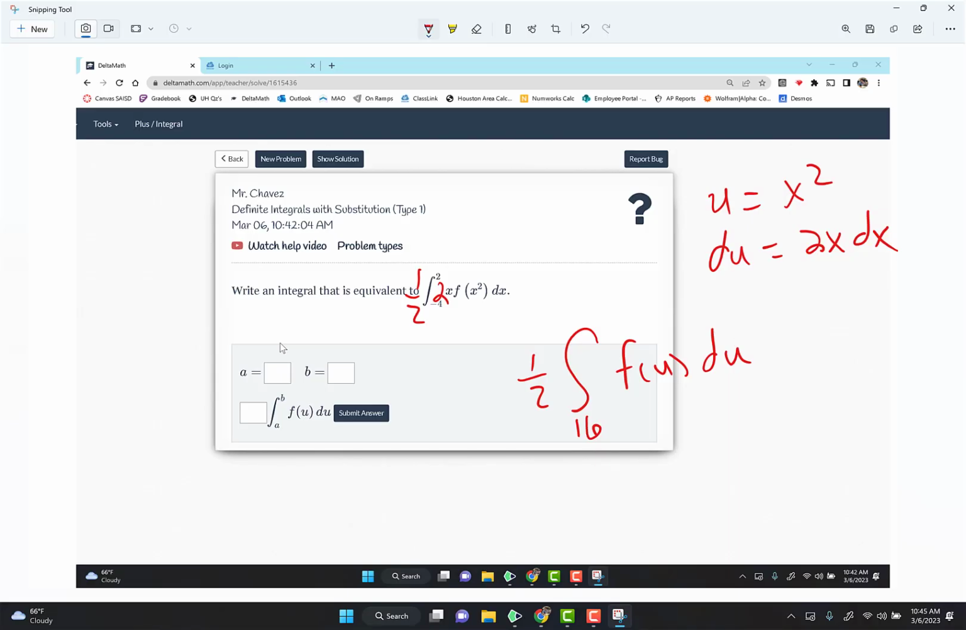Yes. This thing's real sensitive, so it's going in and out. When x is 2, u is 4. Yeah, I'll come back up.